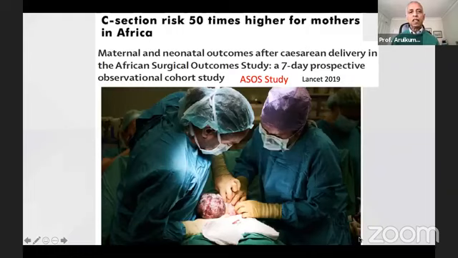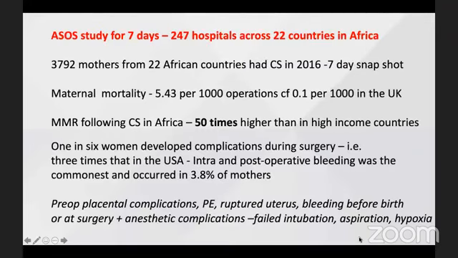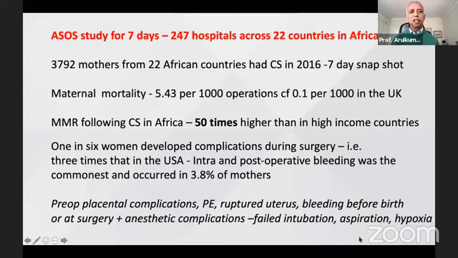Now, we might say it is a very simple thing, but there was a recent study in 2019 done in Africa called the ASOS study, African Surgical Outcome Study. They did a 7-day prospective analysis and found that the cesarean sections produce more maternal mortality. So this is the detail of the study. They studied 3,790 mothers in 22 African countries. And in 2016 and 17, the maternal mortality is 5.4 per thousand operations, compared to 0.1 per thousand in the UK, for example. So it's 50 times higher.